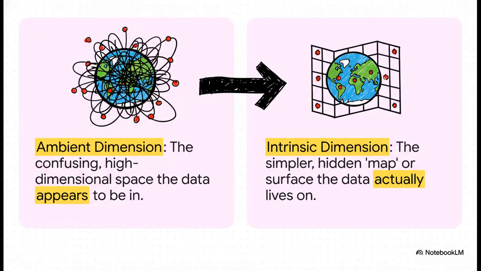Think about it like this. Imagine you have thousands of cities scattered across a globe. The ambient dimension would be like trying to describe their locations using these super complex 3D coordinates starting from the center of the Earth. It's confusing, right? But the intrinsic dimension is so much simpler. It's just the latitude and longitude on the 2D surface of the globe. That's the hidden map. And finding that map, well, that's the key.